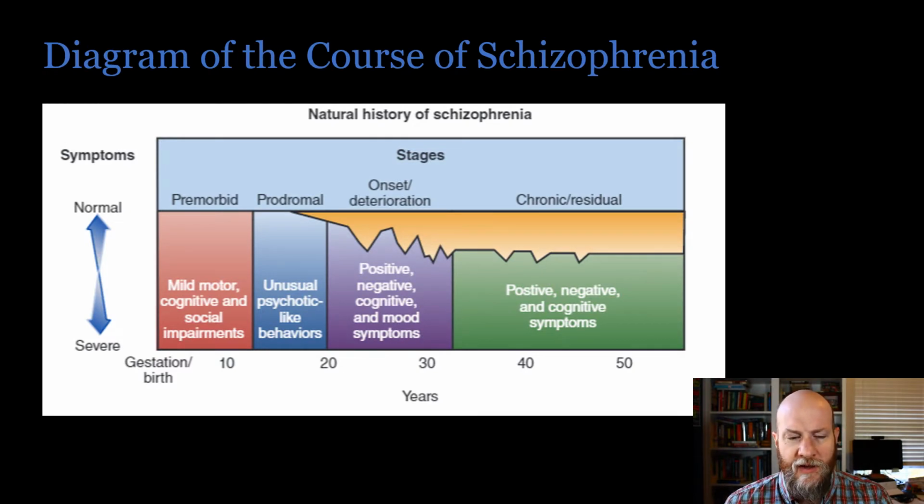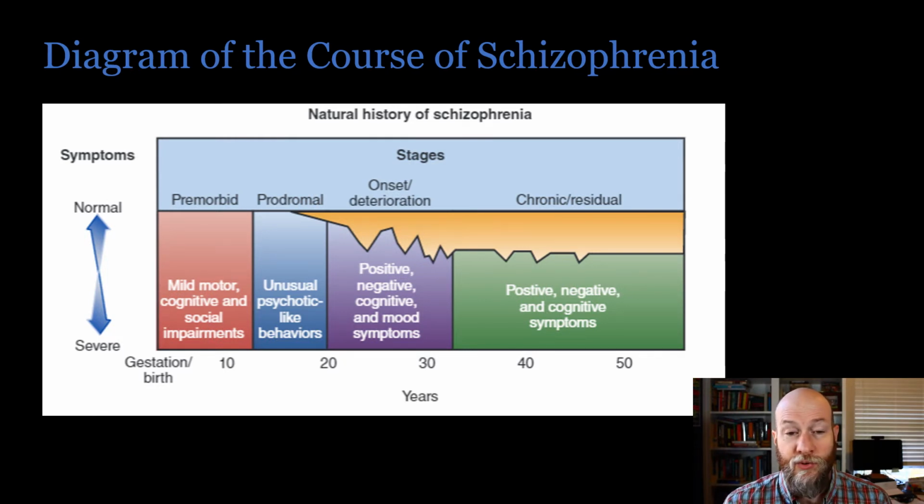So this is an image from your book, which shows the longitudinal course of schizophrenia, starting with birth through old age. The severity of the symptoms is shown on the left axis, and the changes in the symptoms are detailed through each phase. So you talk about gestation and birth. The person might have some very mild premorbid manifestations, mild motor, cognitive, social impairments, things that are not really standing out as being particularly abnormal, but maybe just below average.